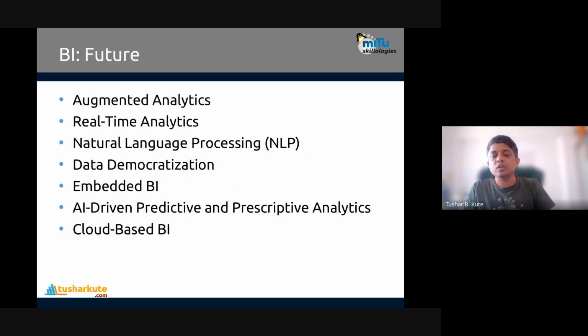Now let's talk about the futuristic methods. I'll take an overview of all these methods. In future, how BI can grow and be improved. Let's see. Some techniques are still in the development phase, some are yet to be implemented. The first is augmented analytics. Second is real-time analytics. Third is NLP. Fourth is data democratization, embedded BI, then AI-driven predictive and prescriptive analytics, and finally cloud-based BI. These are the future techniques being used in business intelligence. Let's take an overview of all of them.